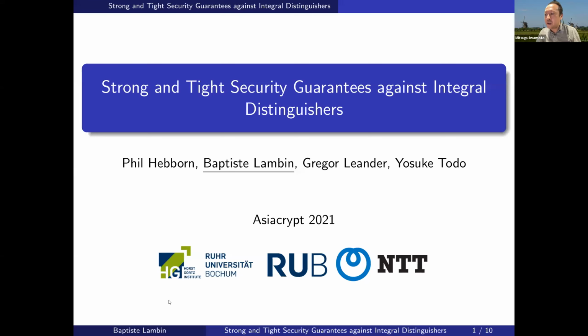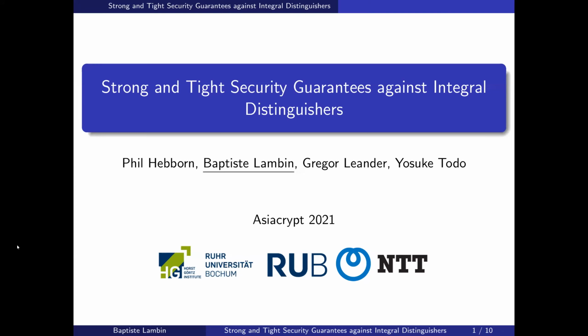So let me do the second talk. Thanks. So yeah, thank you. The second talk is "Strong and Tight Security Guarantees Against Integral Distinguishers". The authors are Phil Hebborn, Baptiste Lambin, Gregor Leander, and Yosuke Todo. And Baptiste will give the talk. Please start. Thanks for the introduction.